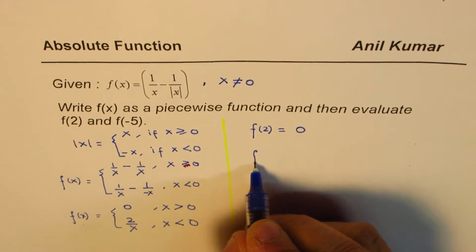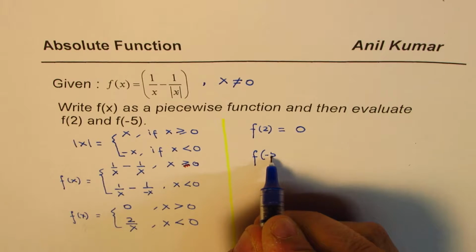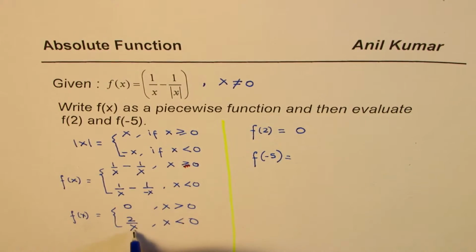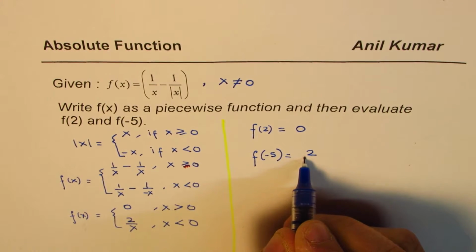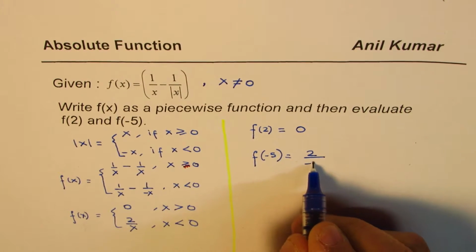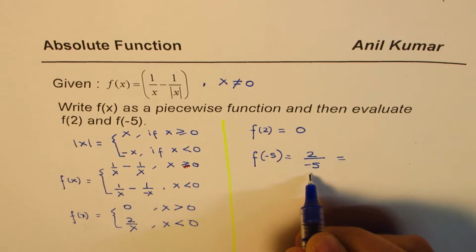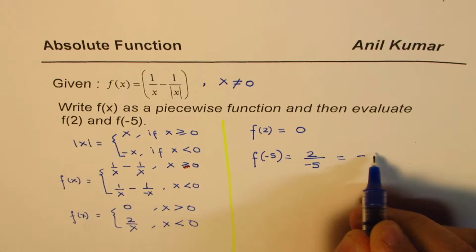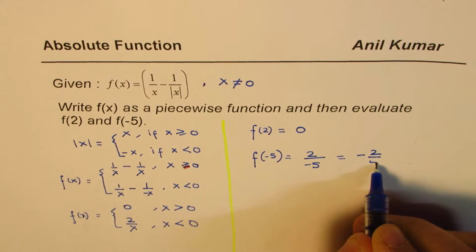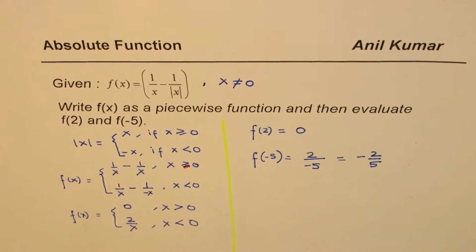On the other hand, let us see what is f of minus 5. Now if I write minus 5 here, what do I get? I get 2 over minus 5. So it is a negative value, right? 2 over negative 5, which is minus 2 over 5. Do you see that? So basically that is what it is.